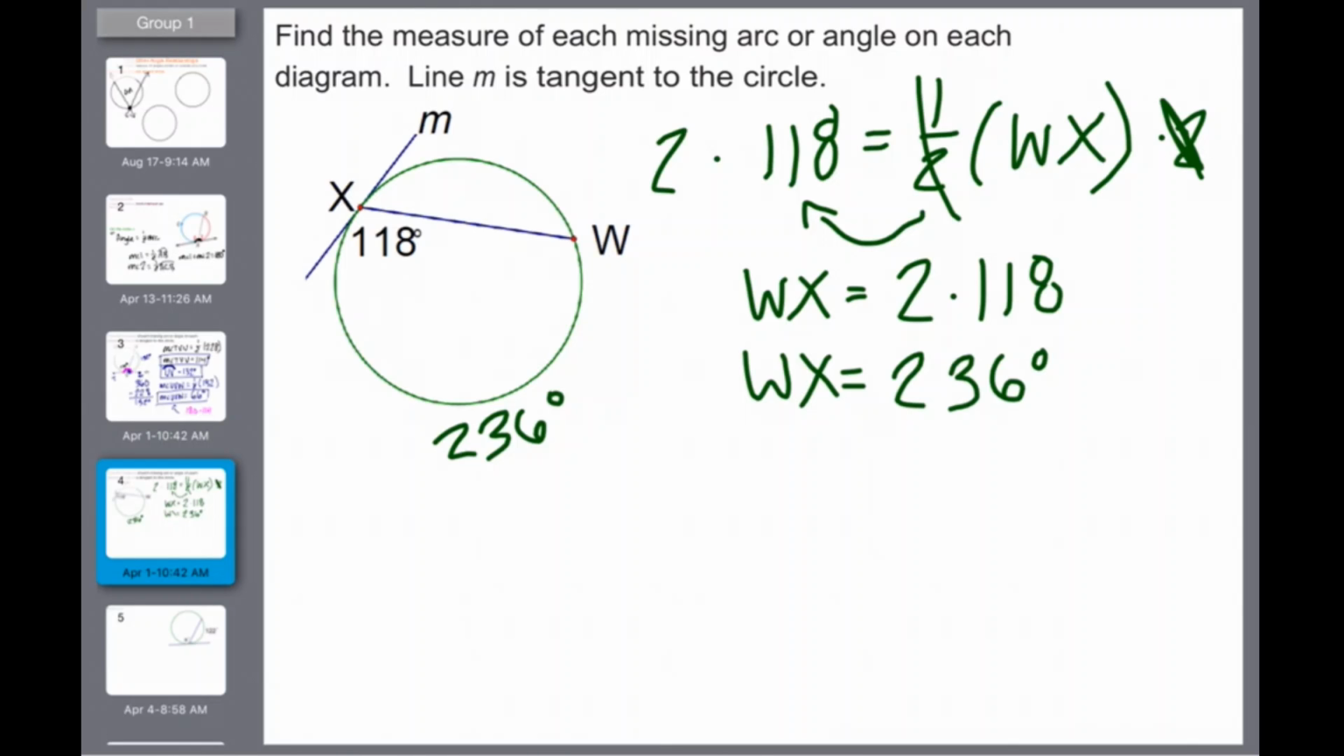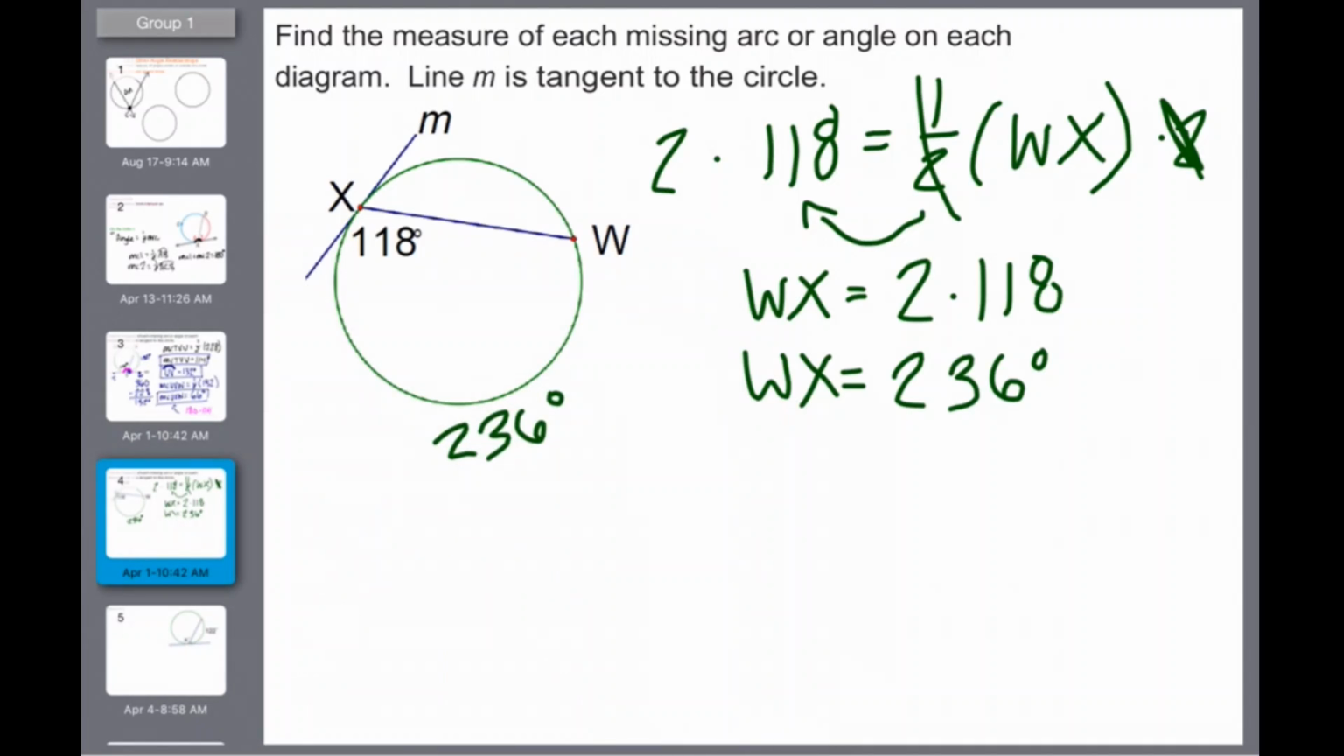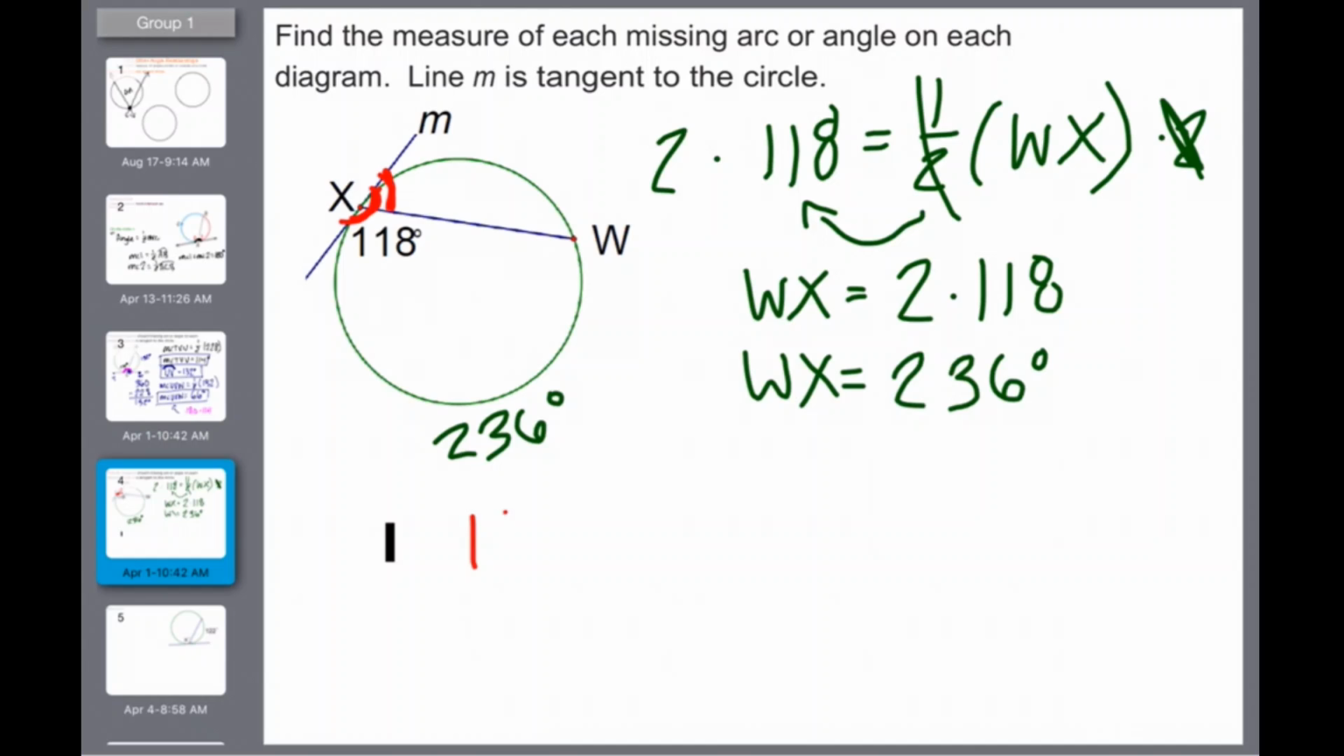All right, so next, if we want to find our other two angles, or our angle and our arc, we can find this angle here. We know that together these are 180 degrees. So if we subtract off the 118, we're going to get 62 for that angle. So we have 62 degrees.